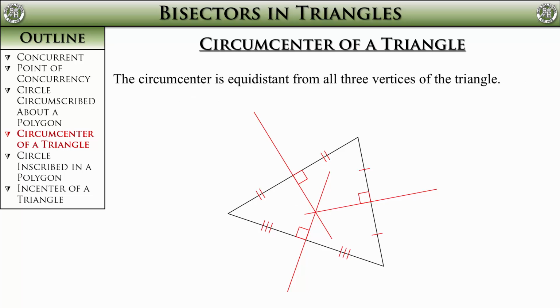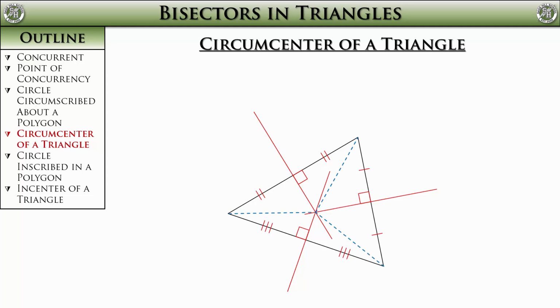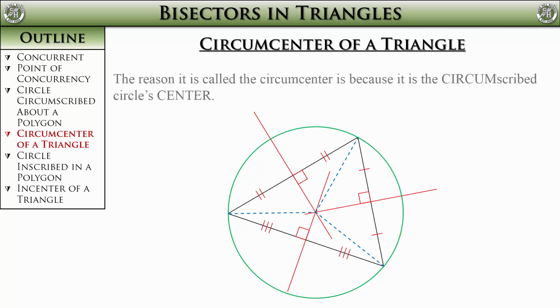The circumcenter has a special property. It is equidistant from all three vertices of the triangle. So all three of these dashed blue line segments are the same length. Can you think of anything you might be able to do with a point that is equidistant from the vertices? What if all those dashed blue line segments were radii? You could draw a circle. That circle is the circumscribed circle for our triangle. In fact, the reason it is even called the circumcenter is because it is the circumscribed circle's center.